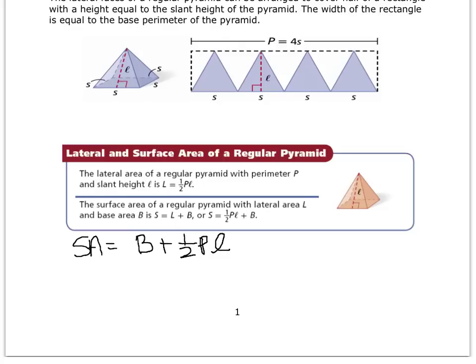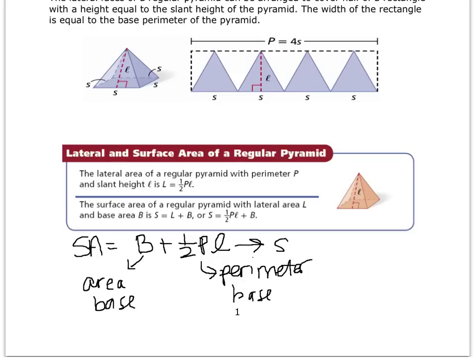Now remember, capital letters mean calculated values. B stands for area of the base. Notice there's only one B because there's only one base. P stands for perimeter of that same base that you did the area of, perimeter of the base. And then L, we just said, was slant height. You want the height along the outside of your pyramid.